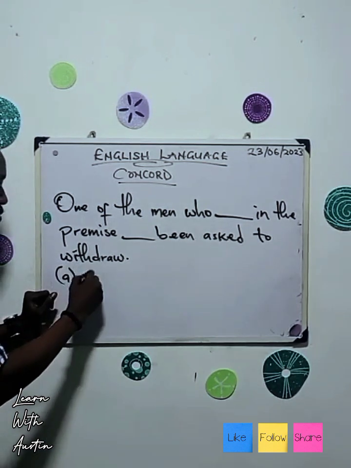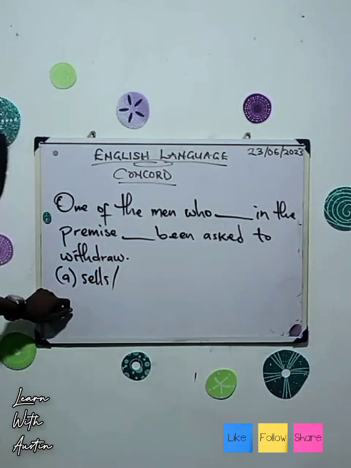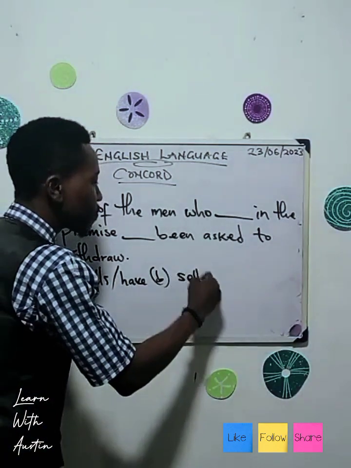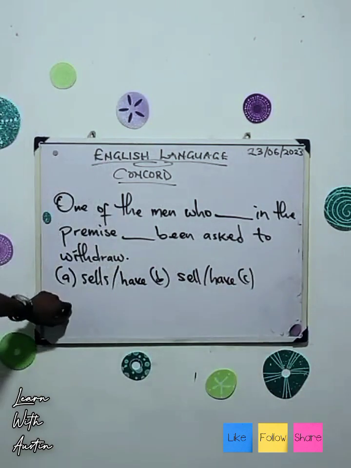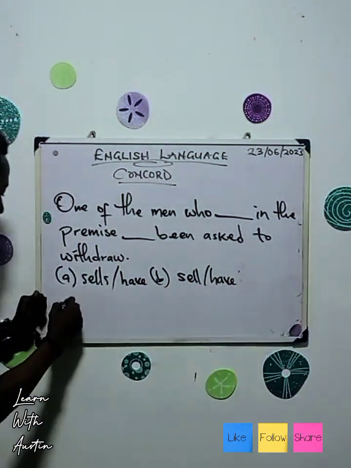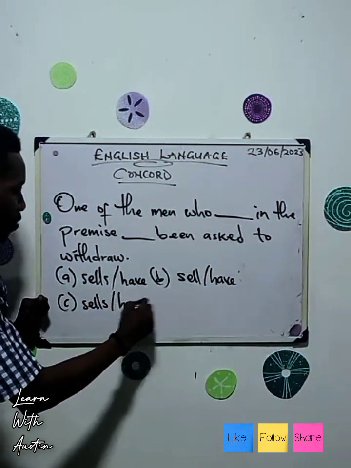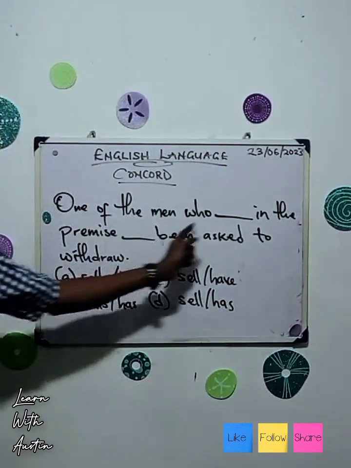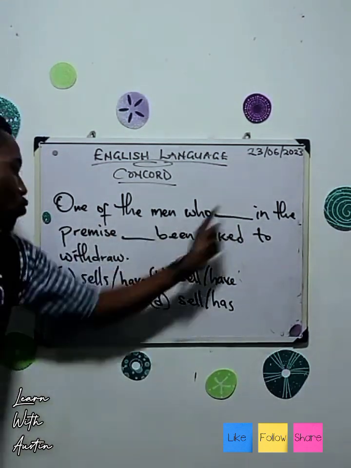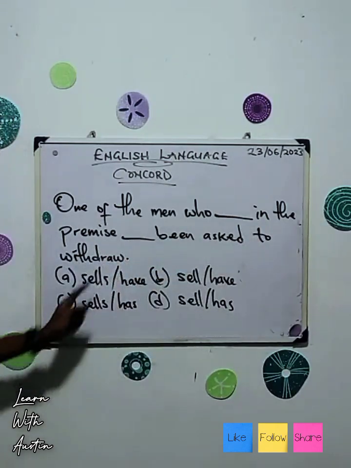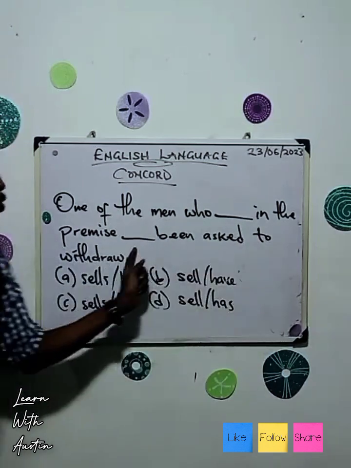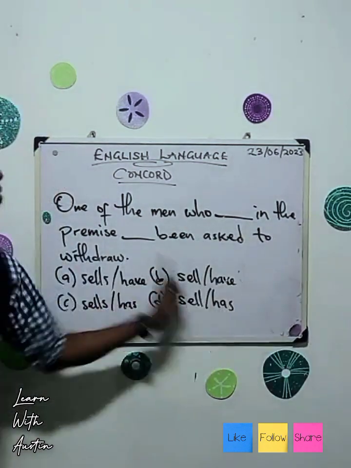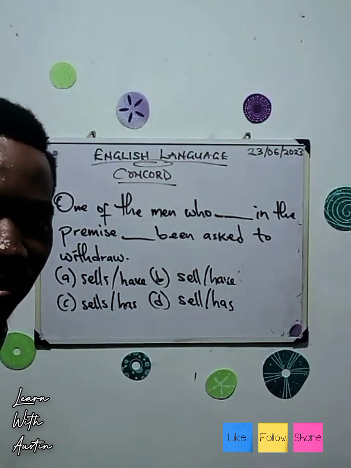So option A says sells and have. Option B says sell and have. Option C says sells and has. And option D says sell and has. So we have four options. One of the men who sells in the premise have been asked to withdraw, or who sell in the premise have been asked to withdraw, or who sells in the premise has been asked to withdraw, or still, who sell in the premise has been asked to withdraw. What's the correct answer?